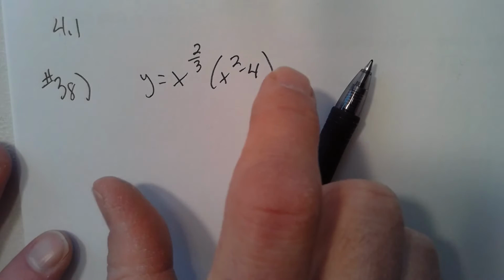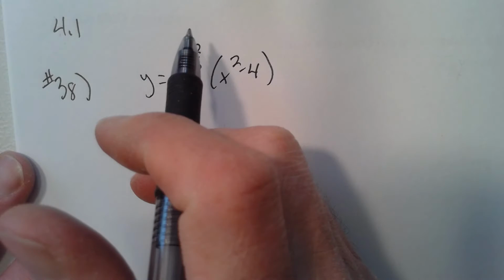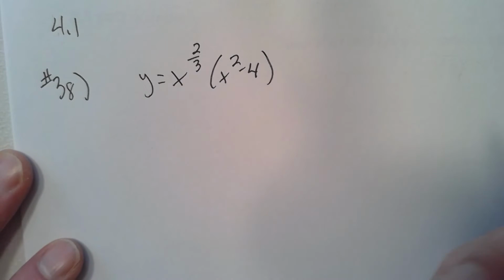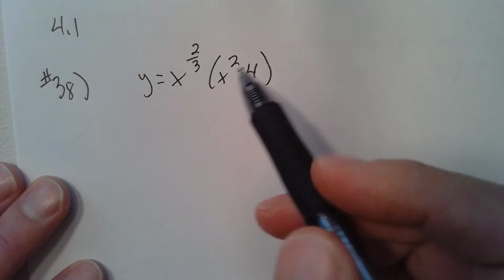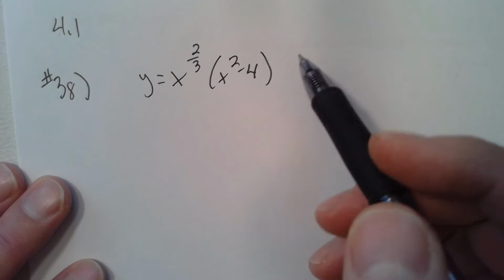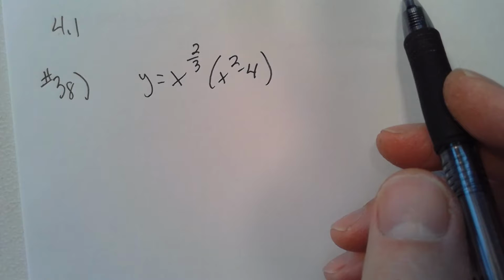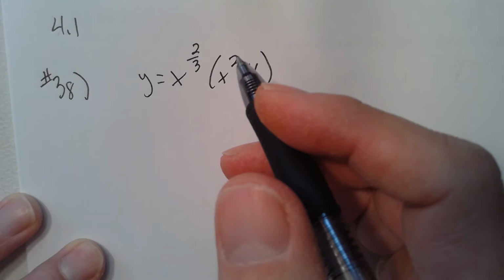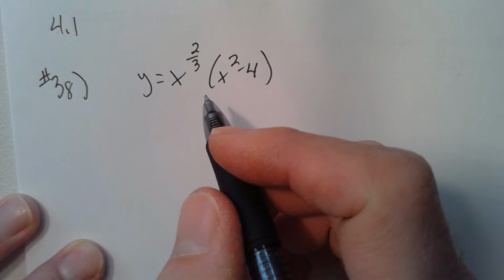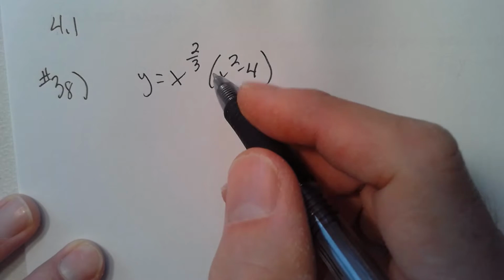4.1 number 38, trying to find the critical points and determine the local extreme values. So first thing we have to do is find the derivative. You can distribute the x to the 2/3 if you wanted to, or you could do a product rule. Maybe I'll distribute. Never thought of that.